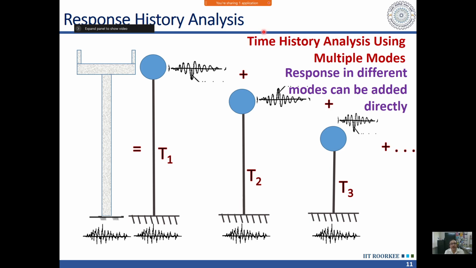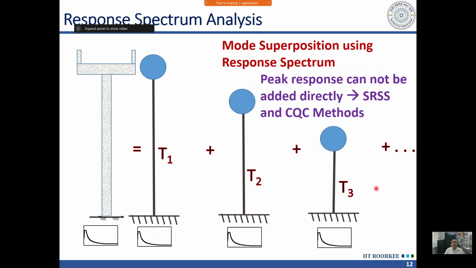Here what we are simplifying, rather than analyzing the actual structure which is having multiple degrees of freedom, we are analyzing a series of single degree freedom systems for the same time history, and then the response we will be adding. So this is also called a mode superposition method using time history. So here we are doing mode superposition, but we are using time history, and this method is called response history analysis. It reduces the computational effort significantly and gives us quite accurate results. We can further simplify this multimode superposition, that we can use response spectrum in place of time history, because response spectrum gives us the response of single degree freedom system directly.